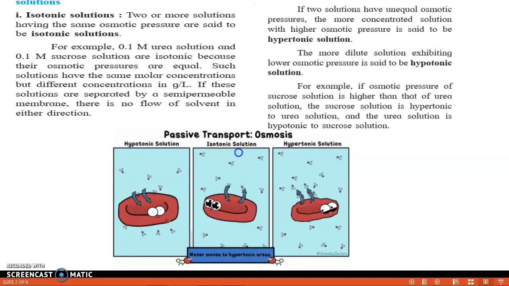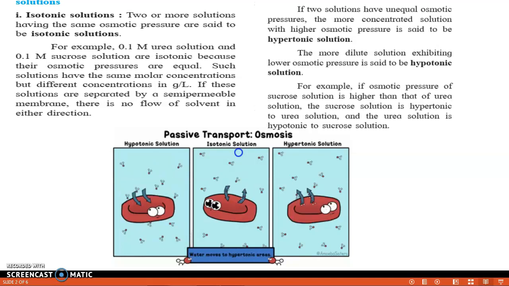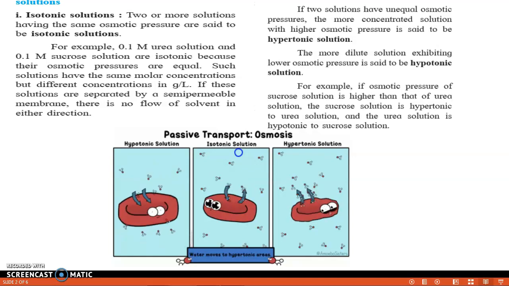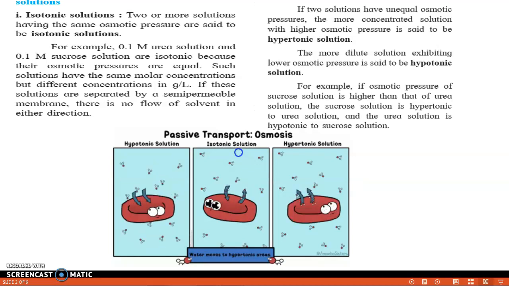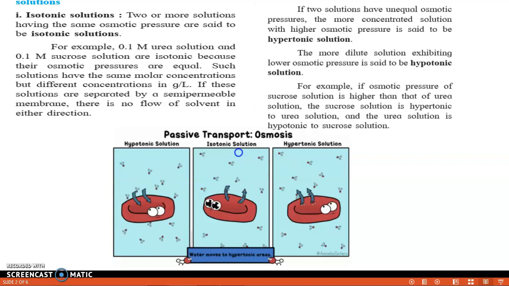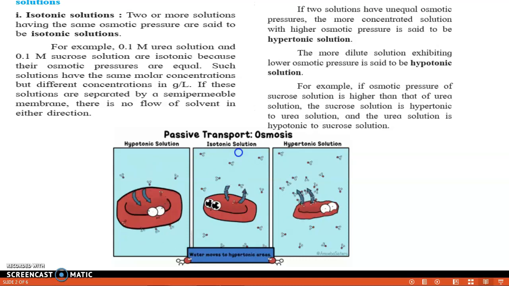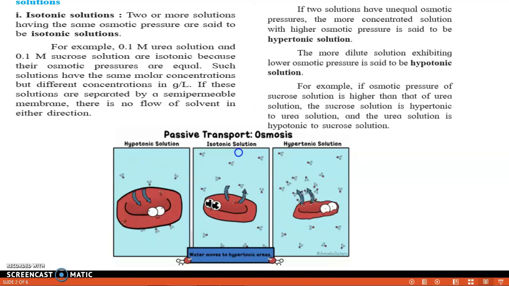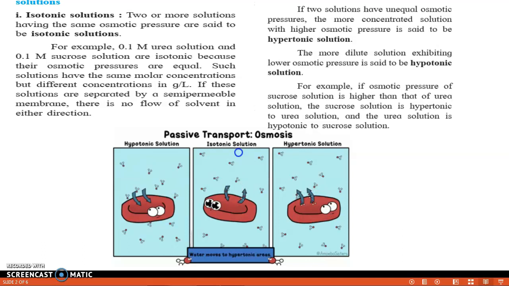For example, 0.1 molar urea solution and 0.1 molar sucrose solution are isotonic because their osmotic pressures are equal. These solutions have the same molar concentration but different concentration in grams per liter. If these solutions are separated by a semi-permeable membrane, then no net flow of solvent takes place in any direction. This is the isotonic solution.